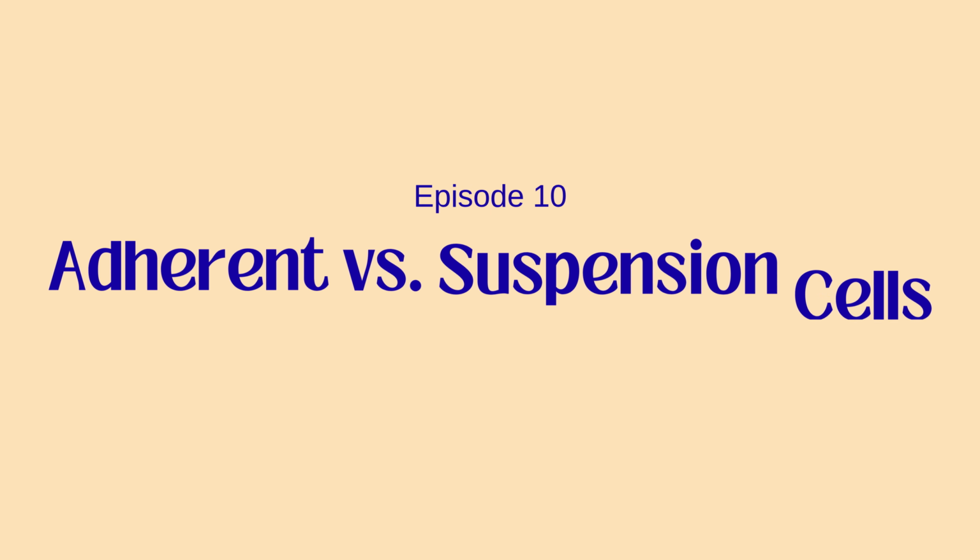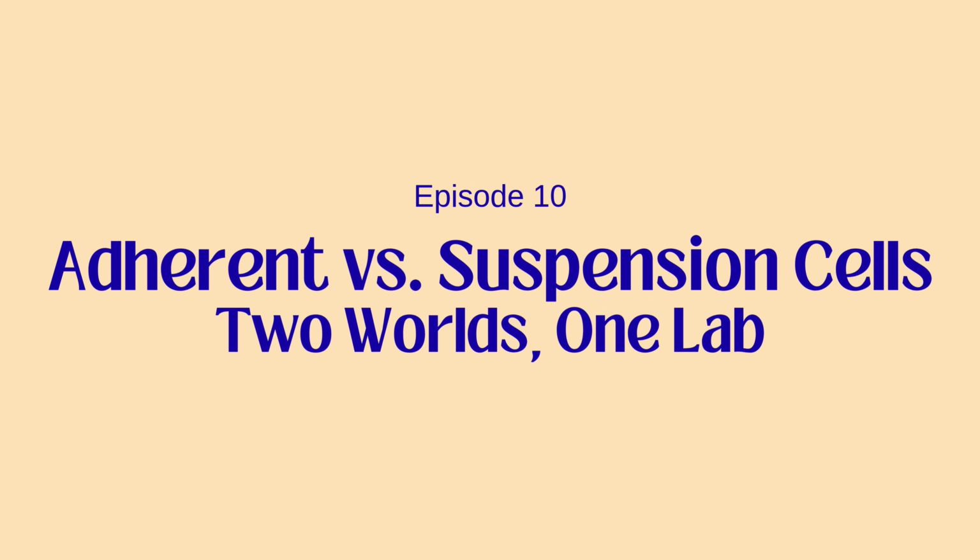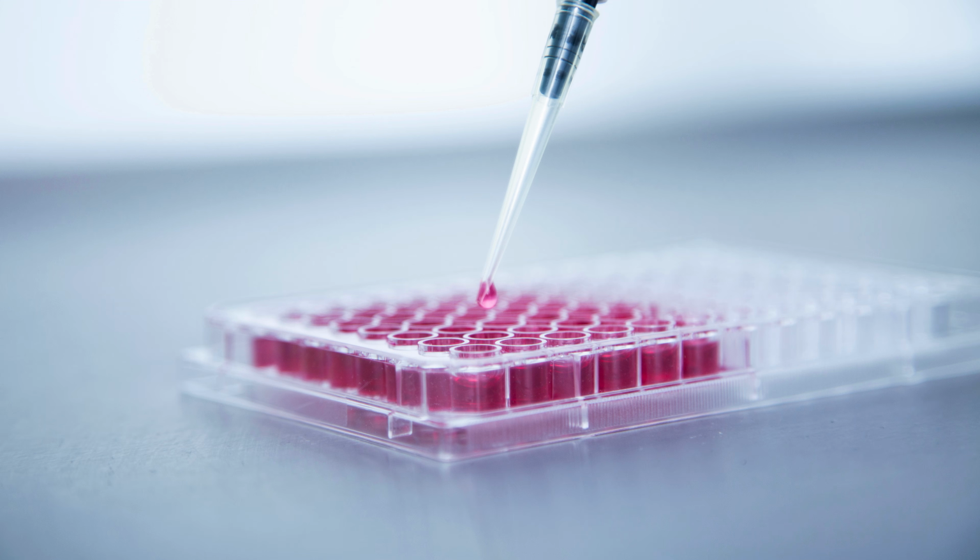Let's get into episode 10 of the cell culture series. Adherent versus suspension cells, two worlds, one lab. Some cells need a surface to grow. Others thrive while freely floating in the culture medium. Although both are grown in the same laboratory, they behave very differently, and understanding those differences is essential for choosing the right cell model and using the correct culture techniques.